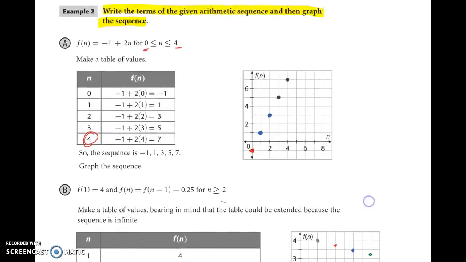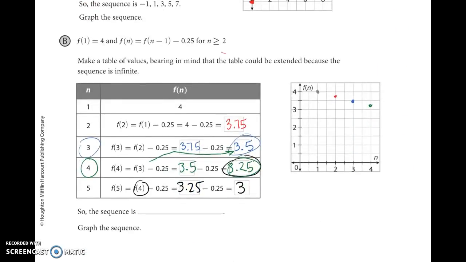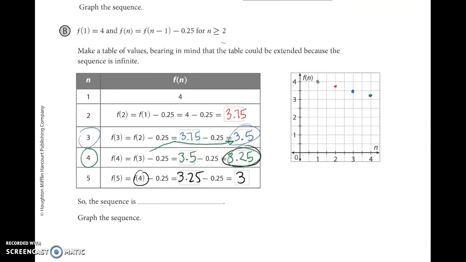And it says up here, since you cannot show a complete graph, you should simply plot as many points as the grid allows. This grid kind of cut us off at 4, so there we go. And the last part of it says, so the sequence is, and we started with 4, 3.75, 3.5, 3.25, 3, and dot, dot, dot. Remember the dot, dot, dot indicates that it's infinite, and since this says for n greater than or equal to 2, we know that that's infinite. And then we graphed it here.